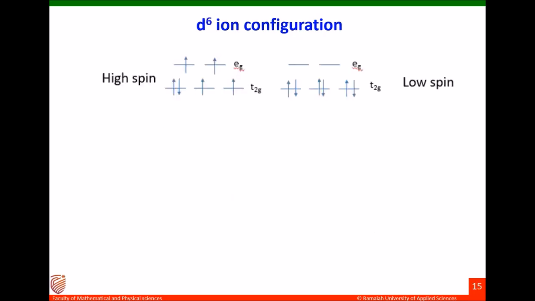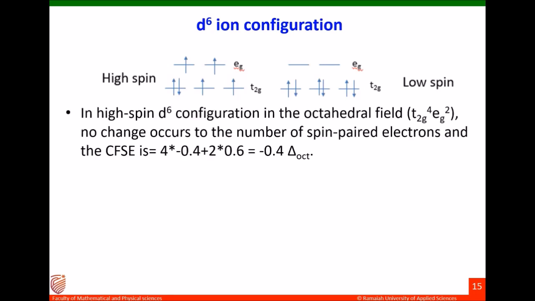Consider the d6 ion configuration. In a spherical crystal field, one d orbital contains spin paired electrons and each of the 4 other orbitals is singly occupied. On going to the high spin d6 configuration in the octahedral field, the electronic configuration will be t2g4 eg2, high spin, because 4 electrons will be in t2g and 2 electrons will be in eg. Here no change occurs to the number of spin paired electrons, and the CFSE we can calculate very easily: 4 × (−0.4) + 2 × 0.6 = −0.4 Δo.